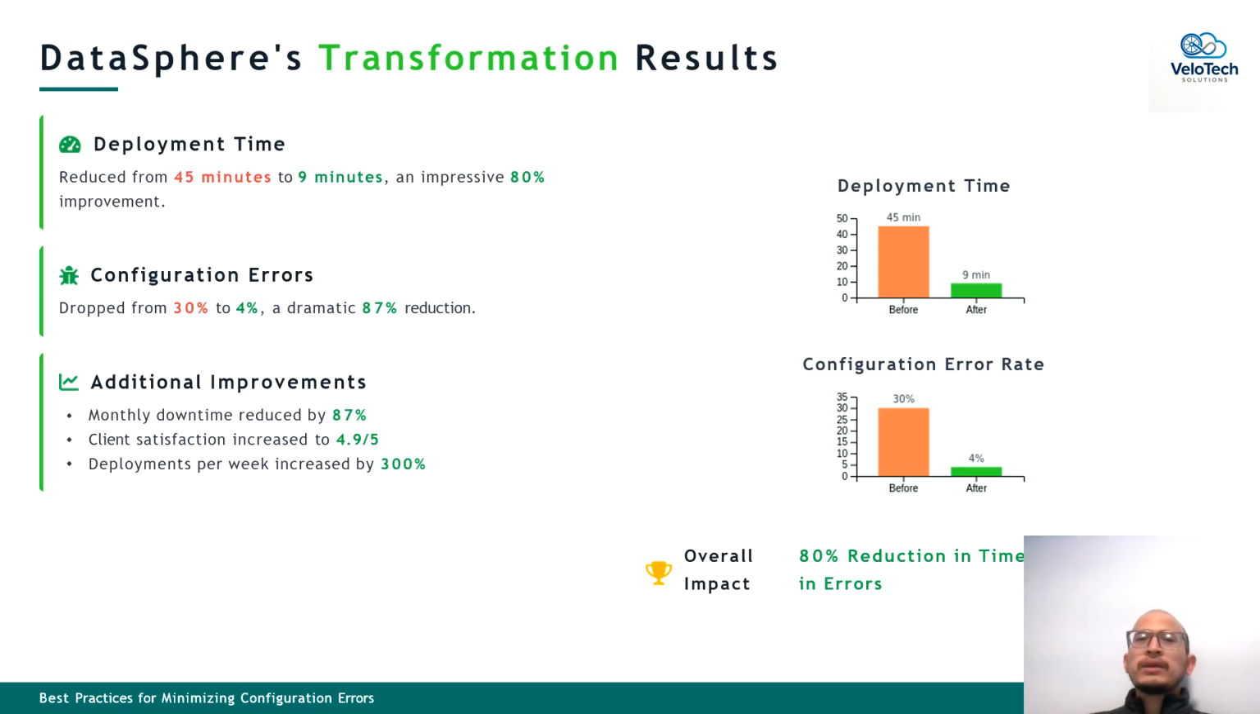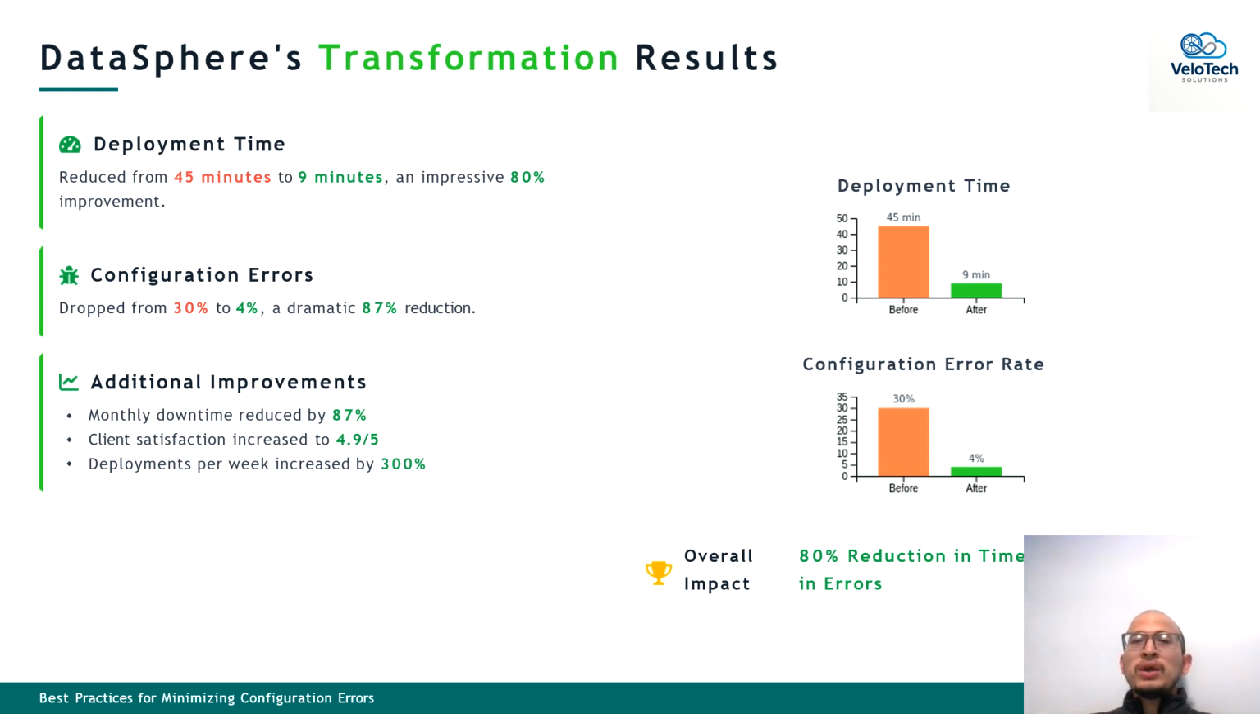Now, let's look at the result of implementing all the best practices. The numbers are truly impressive. Deployment time was reduced from 45 minutes to just 9 minutes, an 80% improvement. Think about what this means operationally. If you are deploying 10 times a day, you have just saved 6 hours of waiting time. That's time engineers can spend on building features instead of watching progress bars.